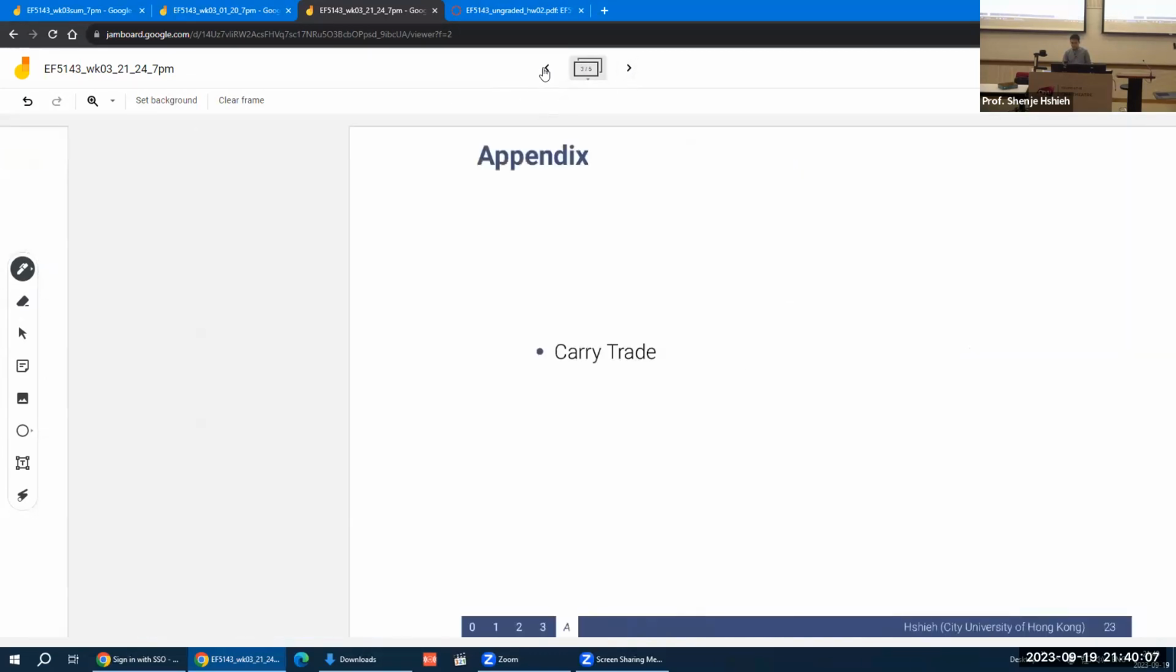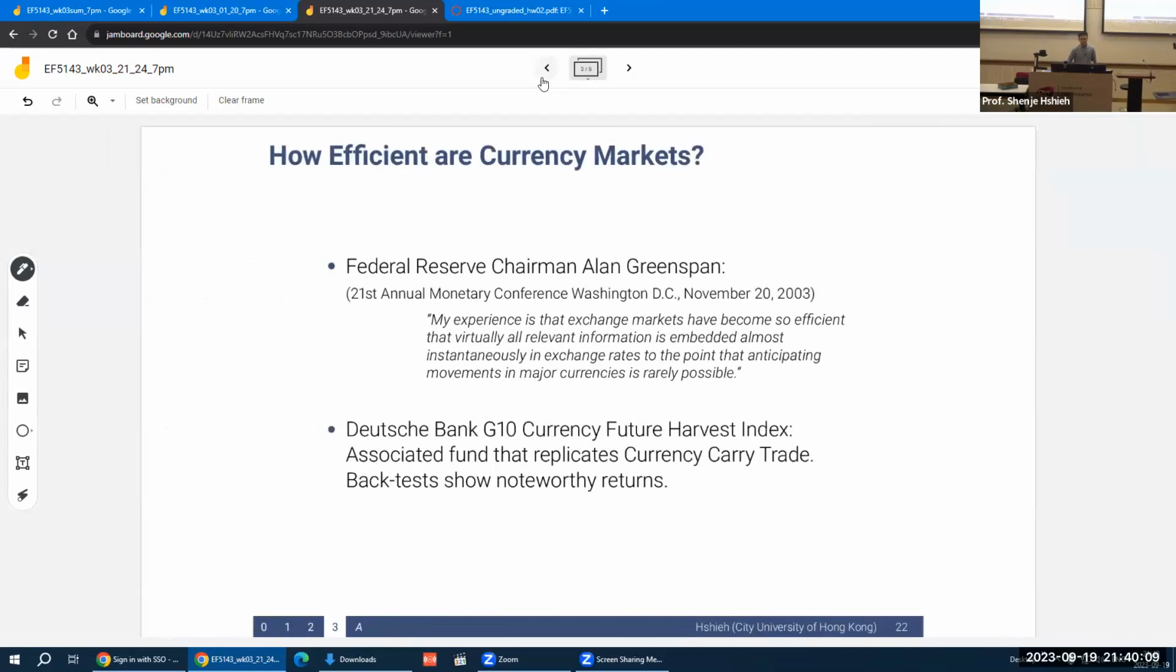All right, so how efficient are currency markets? Alan Greenspan was a notorious laissez-faire kind of guy, and he believed that markets were very, very efficient. So let me read you what he says. My experience is that exchange rate markets have become so efficient that virtually all relevant information is embedded almost instantaneously in exchange rates, to the point that anticipating movements in major currencies is rarely possible.